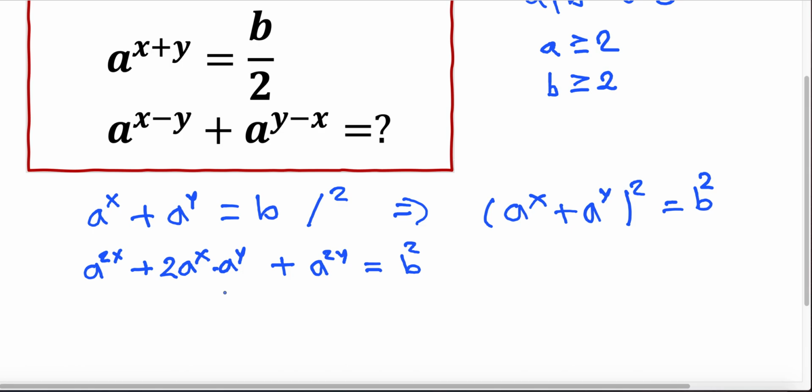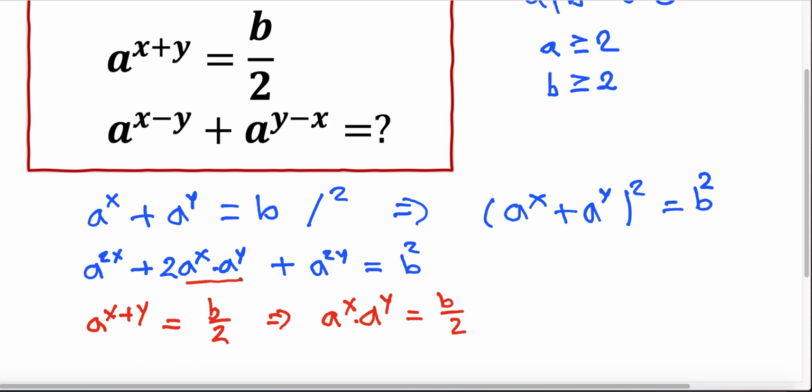So I have this scenario. If I'm taking the second equation, a^(x+y) = b/2, I can write a^(x+y) as a^x times a^y = b/2. And now I have this a^x times a^y, and instead of it I'm going to substitute b/2.